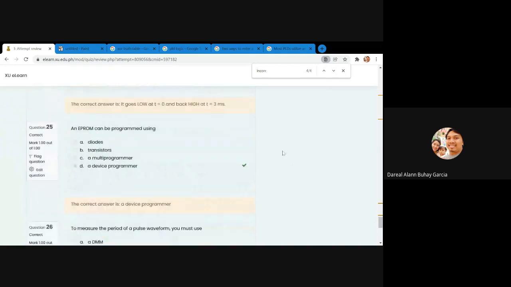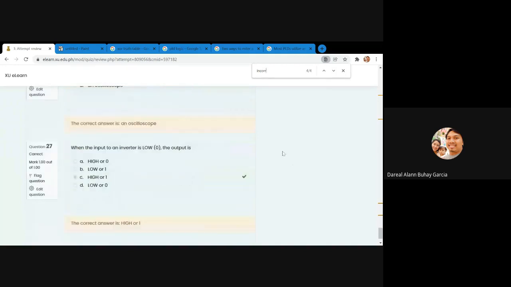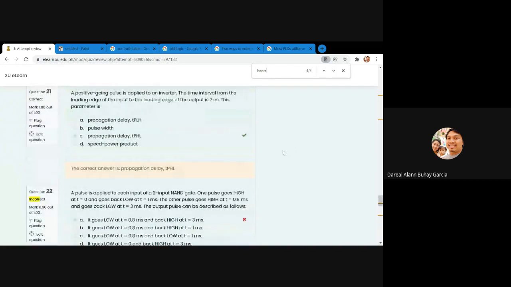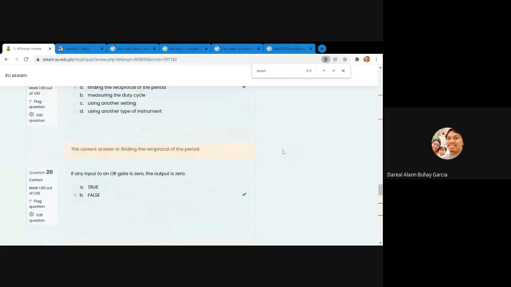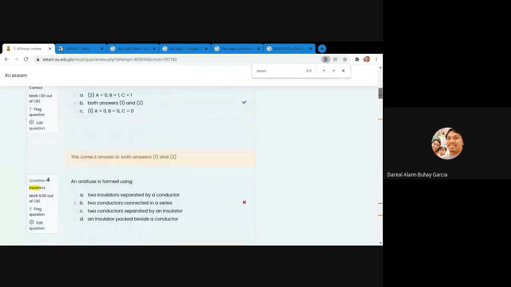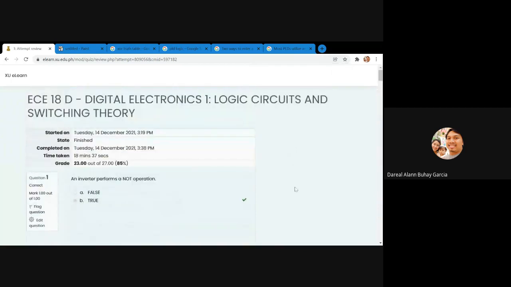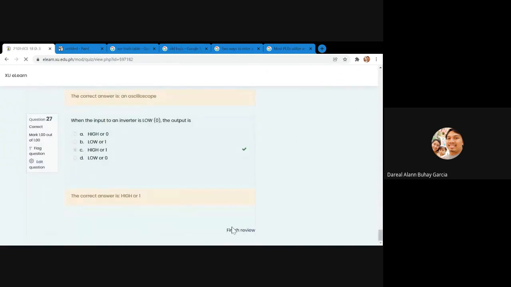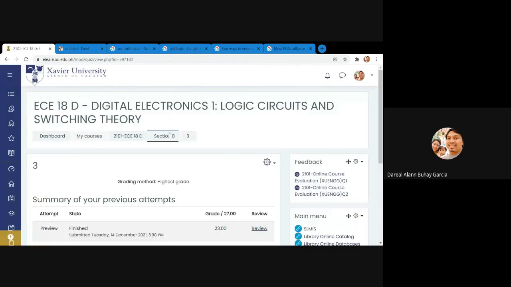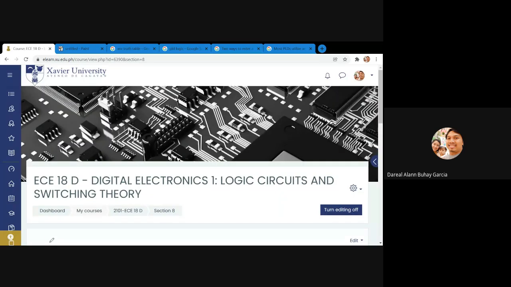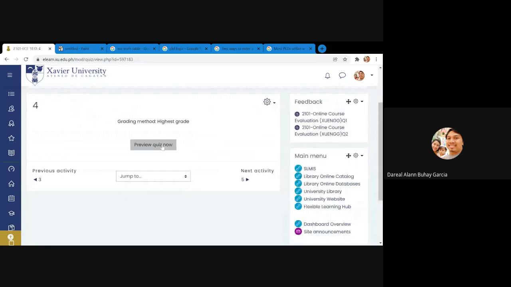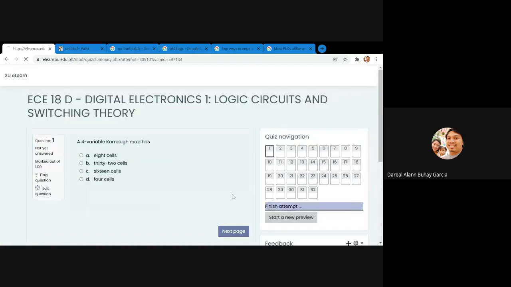Okay, so sakto na yung device programmer, sakto na yung oscilloscope. Okay. Almost correct man tanan. Next. Answers na lang.